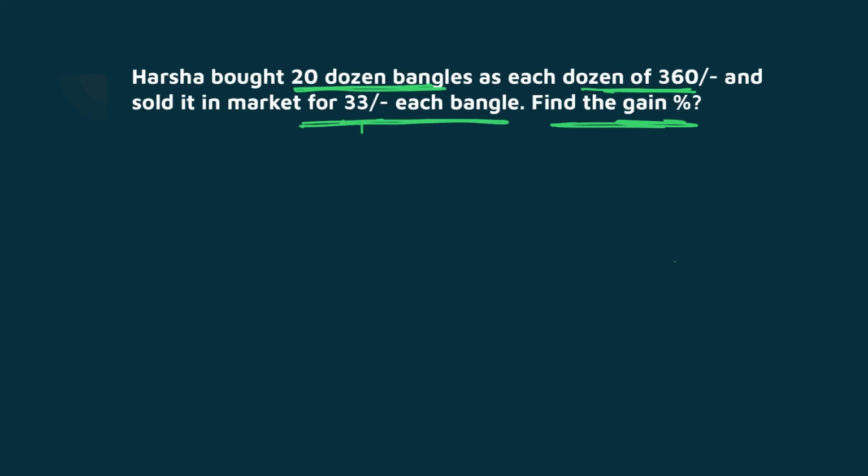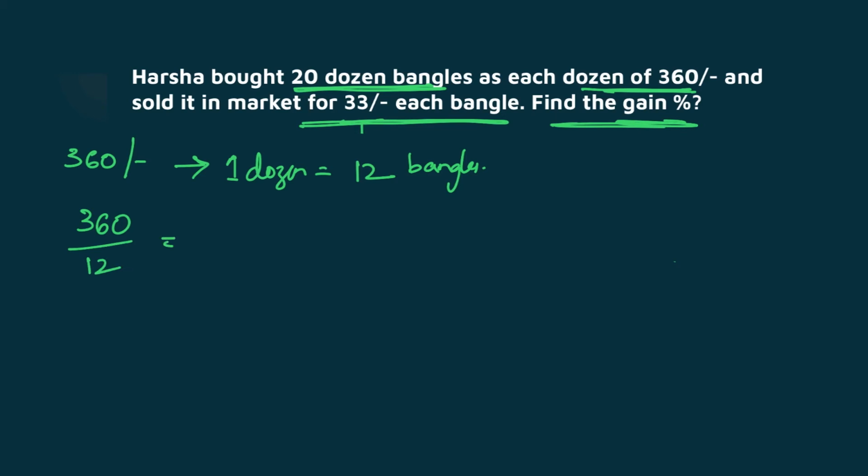So the same question can be solved through another method also. Let's see how to solve it. We know the cost of 1 dozen bangles is 360 rupees. 1 dozen means 12, so 1 dozen bangles contains 12 bangles. So the cost price of 1 bangle is 360 divided by 12, which is equal to 30 rupees.